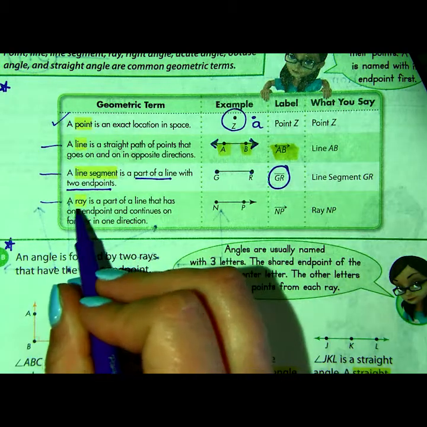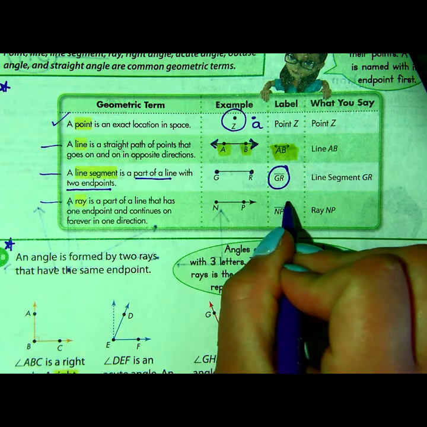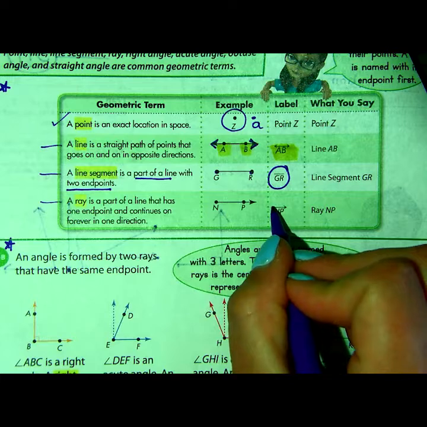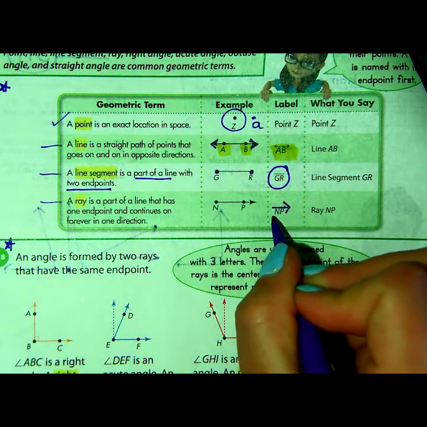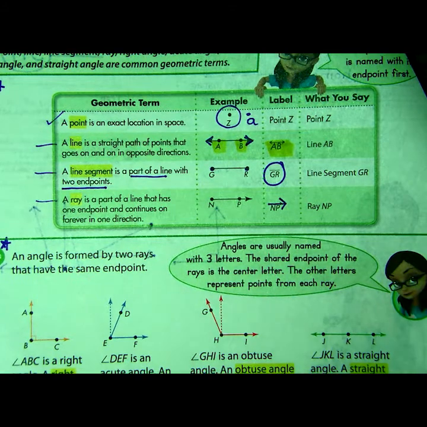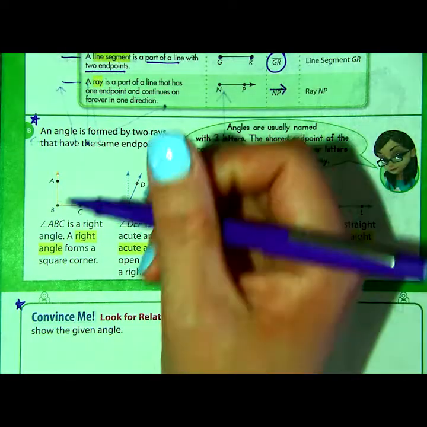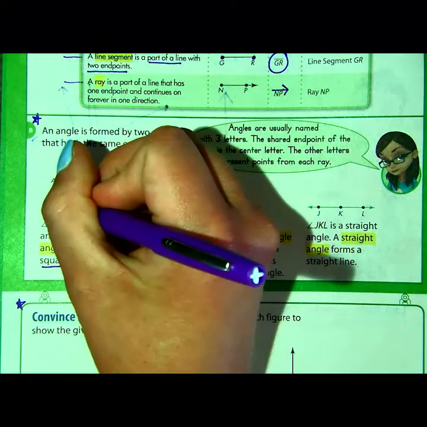Now a ray has one endpoint and continues on and on in one direction. So how you would record that would be an arrow going in one direction with ray NP. So you include both of those endpoints. Now let's take a look. We're going to quickly revisit angles. So we know that a right angle forms the square corner. We've said that probably 95 times.